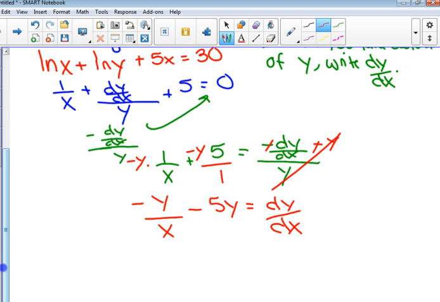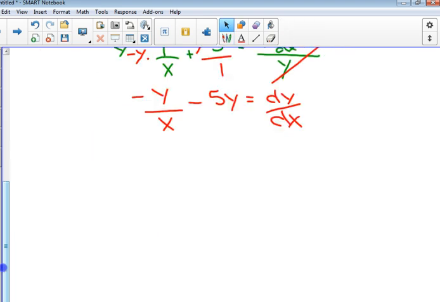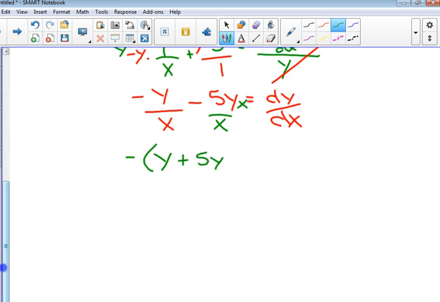Just to make sure, because this is not how they left it in the back of the book, they might have taken it to the next part. Just make sure you guys get the idea. If you needed to get a common denominator, I think they left it like y plus 5y x over x, and you factor out a negative. So just make sure you're aware. They might take it to the next step if they need to.